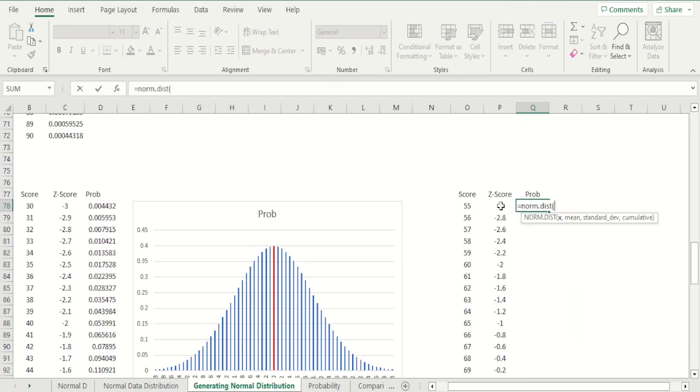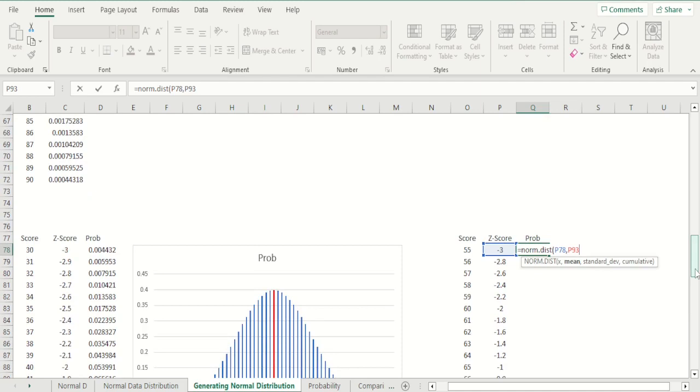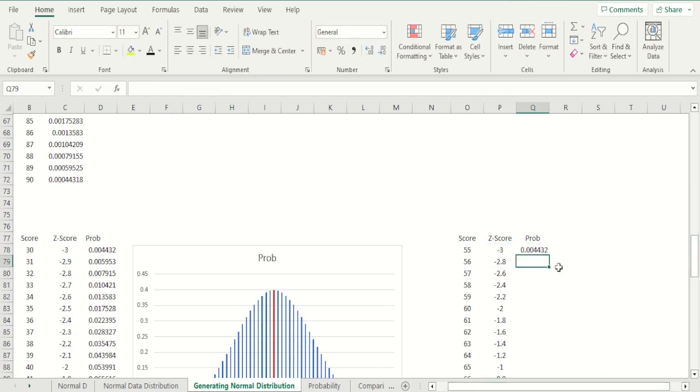The x is now replaced by the z-score, so we'll use that. What is our mean? Remember that the mean is 70. However, since we are playing with z-scores, the corresponding mean is 0 for this standard normal distribution. What is the standard deviation? The standard deviation for a standard normal distribution will always be 1. And in terms of cumulative, do we want a cumulative? No, we don't want a cumulative. We just want a probability distribution function here. So let's use the option of false, and there we have our numbers.